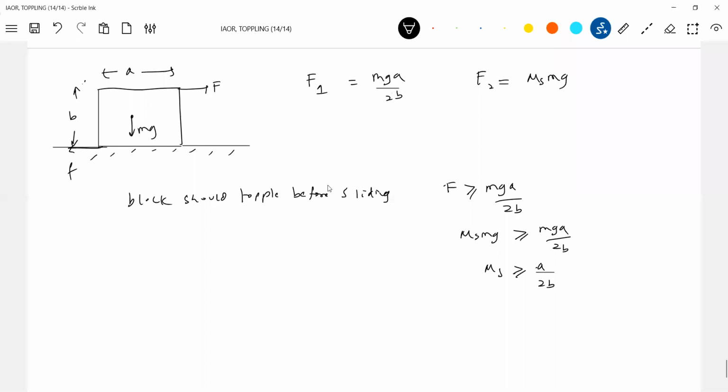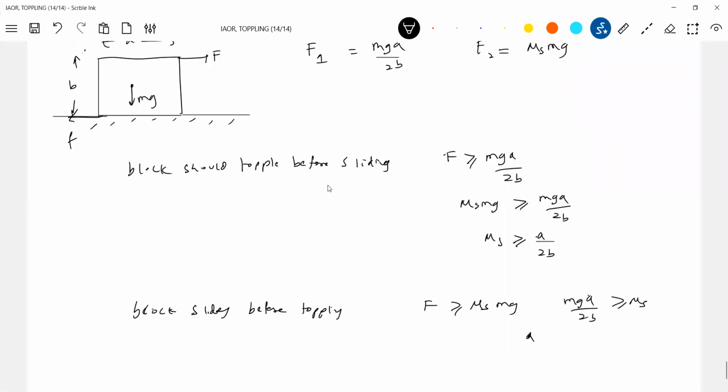Now similarly, the block slides before toppling. So then what should be F? F should be greater than or equal to mu s mg. What is the value of F? F should be equal to mg a by 2b. So now in this case, a by 2b should be greater than mu s. I think it's the same, no? If mu s is greater than a by 2b, the block will topple before sliding. If mu s is less than a by 2b, the block will slide before toppling.